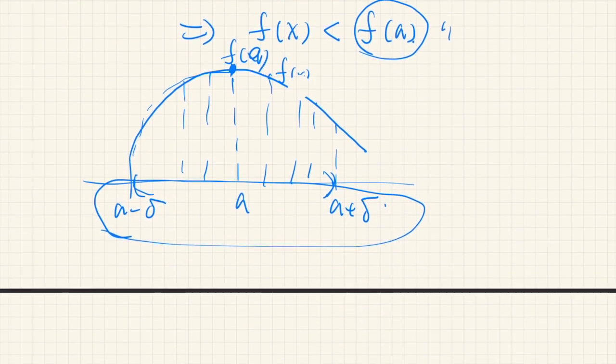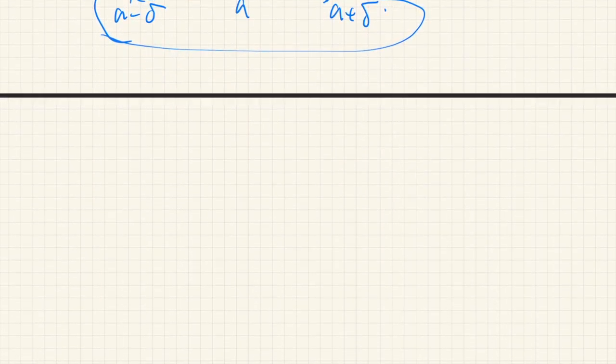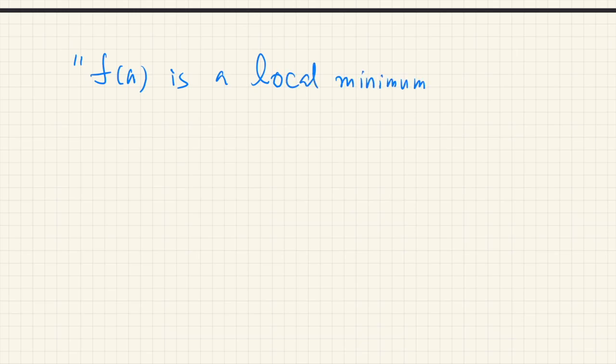And we can define a local minimum value and local minimum point in a similar manner. So we say f of a is a local minimum value. And of course, a is a local minimum point.